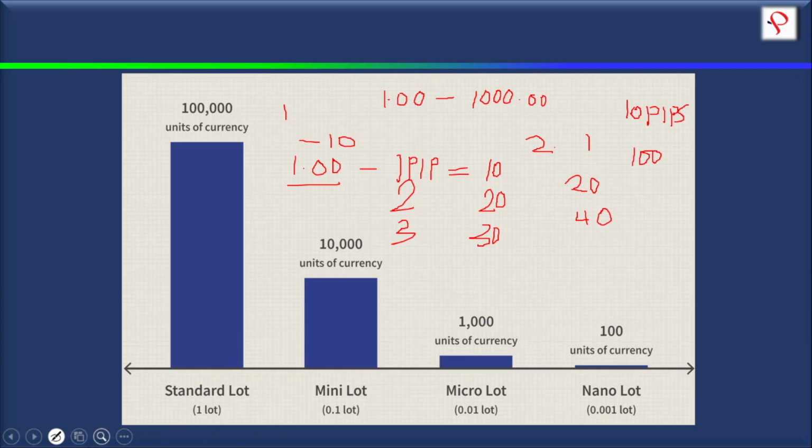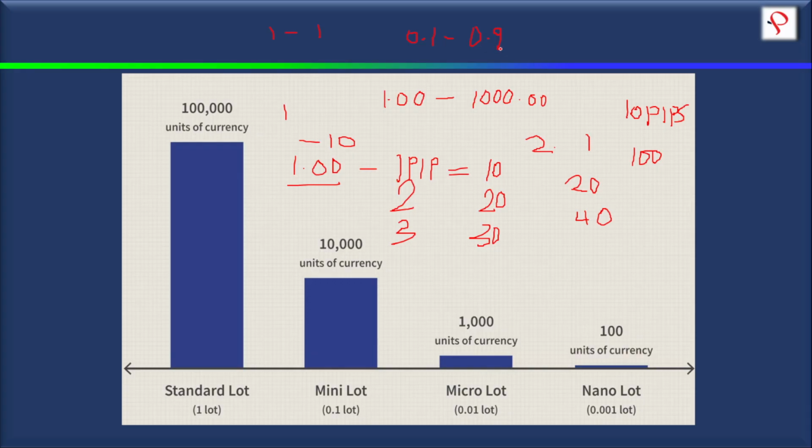Now for a mini lot size, it means that every 1 pip movement is equal to $1. Every 10 pip movement using mini lot size is equal to $10. You understand? Every 100 pip movement is equal to $100. And I told you, it can vary. A mini lot size can vary from 0.1 to 0.9. This is the max a mini lot size can go.